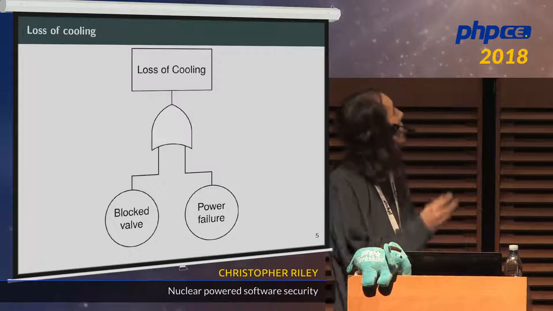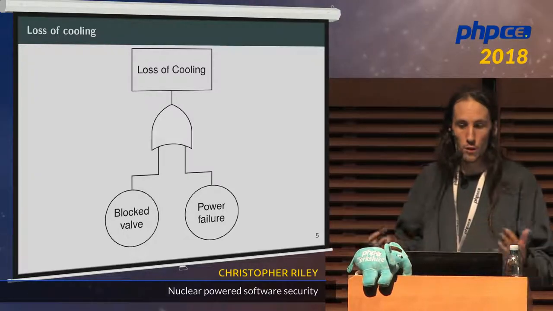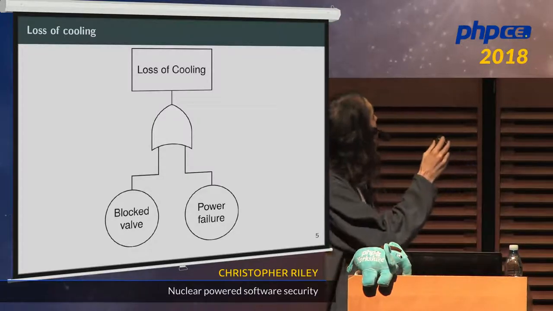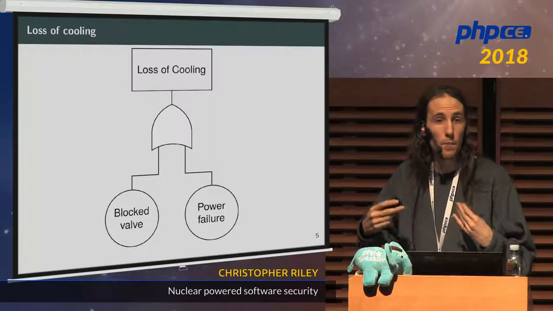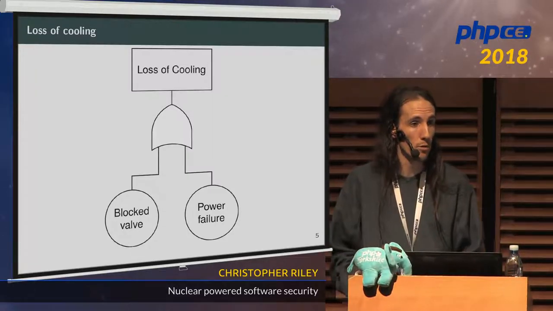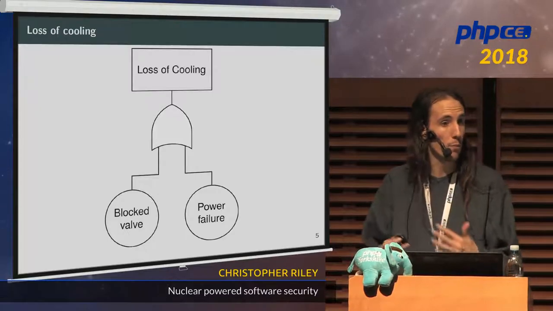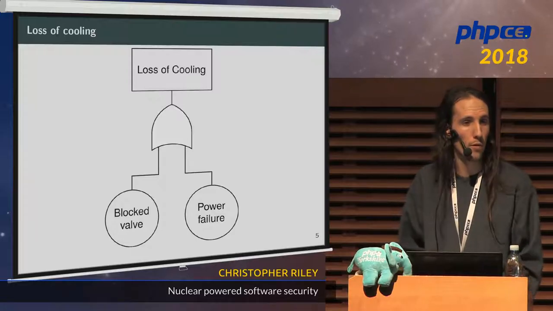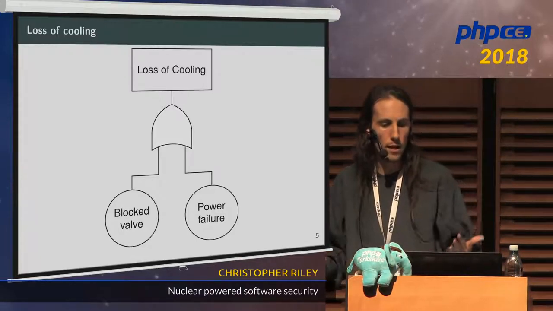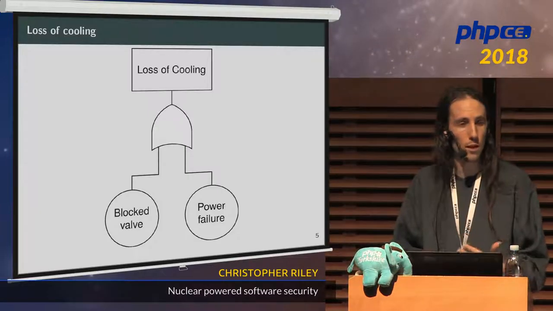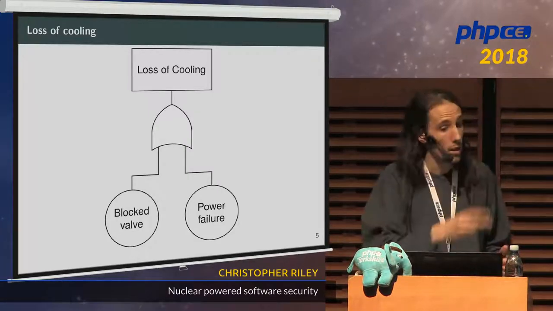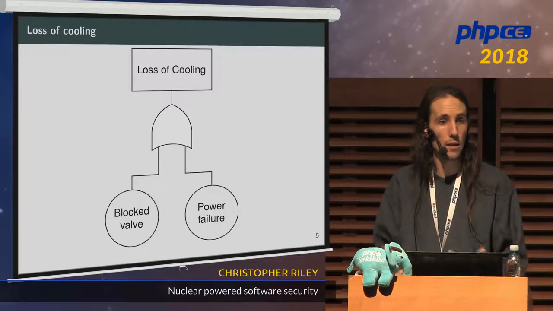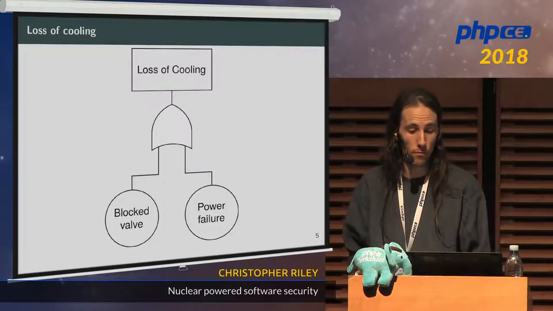You can see on this tree, we've got at the top there, loss of cooling. We don't want that to happen. And at the bottom here, we've got a couple of events which could lead to that. If we get a power failure to the pumps, they're going to stop pumping the water around. Also, if you had a blocked valve in the system somewhere, that might impede the water flow and stop it from pumping around. Now, these failures on our tree are combined using a Boolean OR gate in the middle there. That's because either one of these two failures could occur and lead to that loss of cooling.